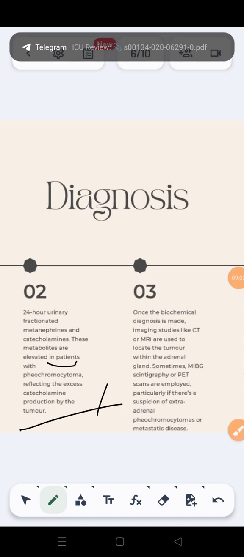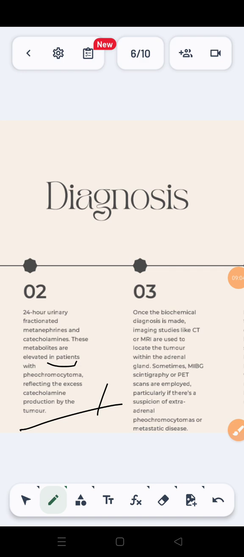So once the biochemical diagnosis is made, imaging studies like CT or MRI are used to locate the tumor within the adrenal gland. Sometimes MIBG scintigraphy or PET scans are employed, particularly if there is a suspicion of extra-adrenal pheochromocytomas or metastatic disease.